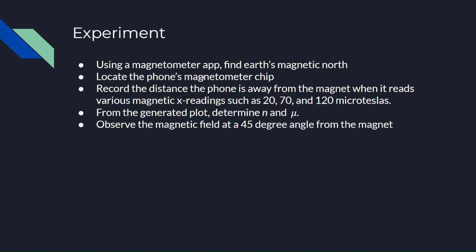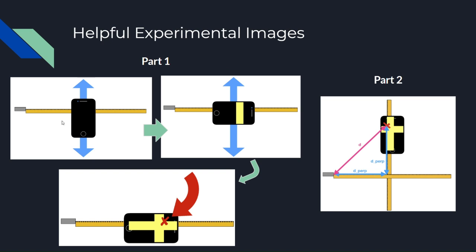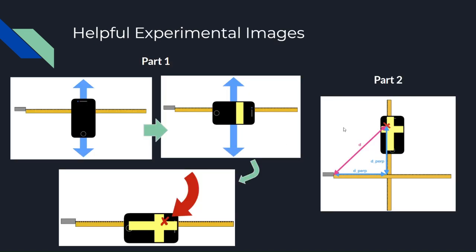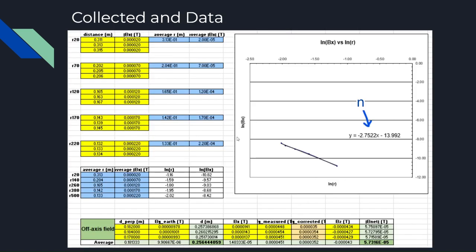So for the experiment, we use the magnetometer app to find the Earth's magnetic north. We locate the phone's magnetometer chip, which we do in part 1 of these images. We record the distance the phone is away from the magnet when it reads various magnetic X readings. From the generated plot of the data collected, we determine n and mu, and we observe the magnetic field at a 45-degree angle from the magnet. And here is how you observe it at a 45-degree angle in part 2.